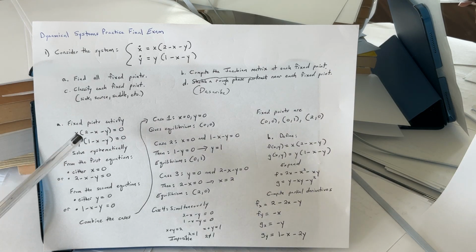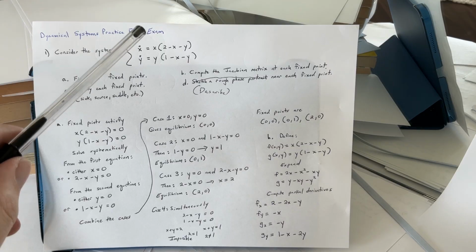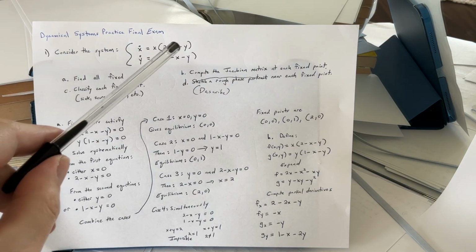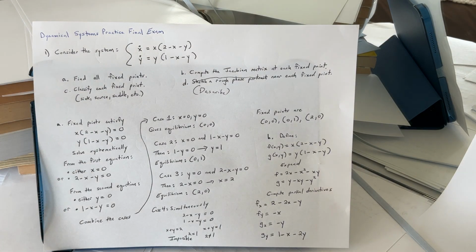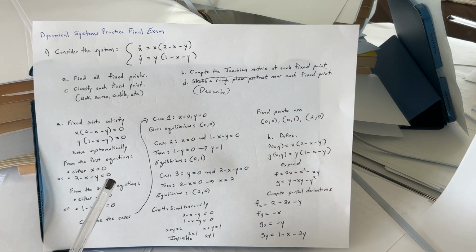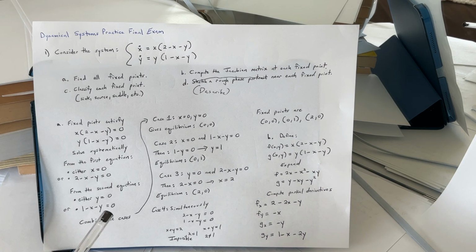Fixed points satisfy these equations, so we set each of these equal to 0. Solving systematically using algebra, the first equation gives either x equals 0 or 2 minus x minus y equals 0. For the second equation, we do the same thing, and we find either y is 0 or 1 minus x minus y equals 0.